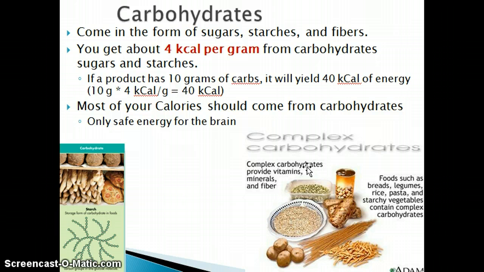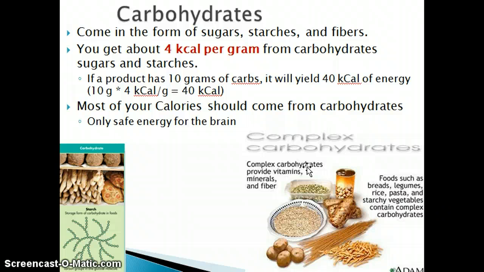Carbohydrates are your main energy source. 60% of your calories should actually come from carbohydrates. And they come in the form of sugars, starches, and fibers. Starches and sugars yield about 4 kilocalories per gram of energy. What the heck is a kilocalorie? It's just a unit of energy.